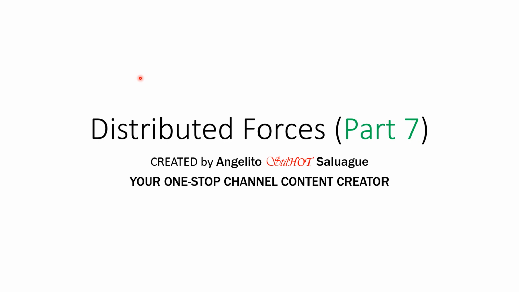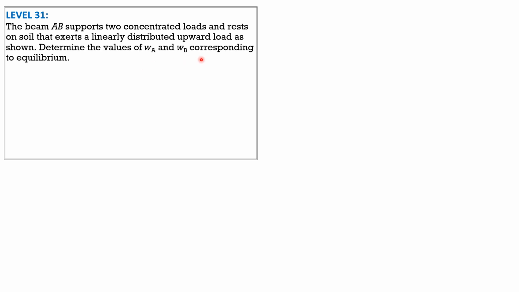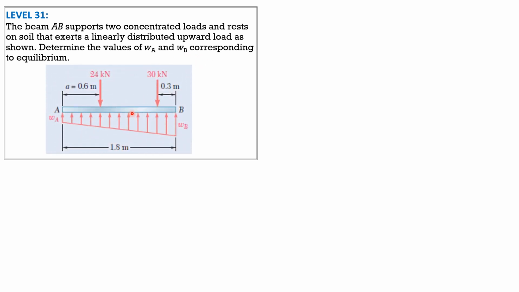So this video discusses distributed forces in preparation to the internal force systems and the construction of the shear and moment diagrams in beams. Level 31. The beam AB supports two concentrated loads and rests on soil that exerts a linearly distributed upward load as shown. So determine the values of WA and WB corresponding to equilibrium. So here is the given figure.